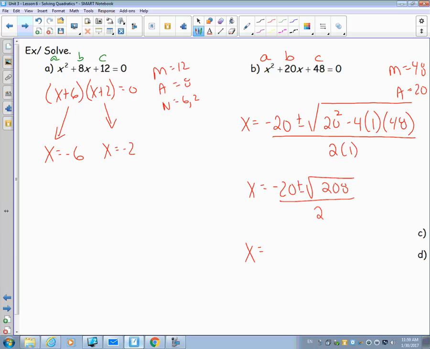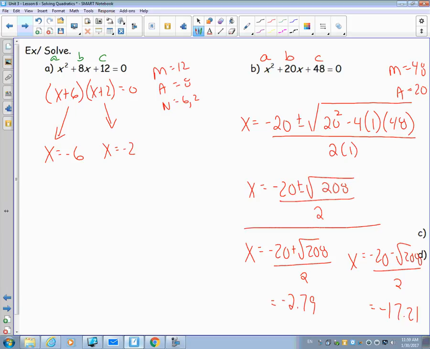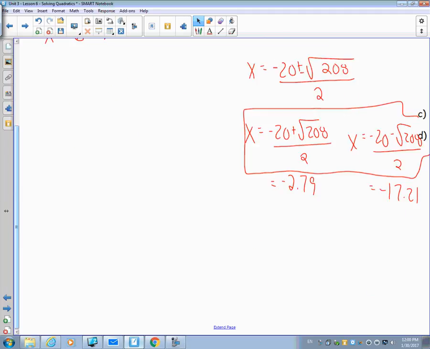Reminder from last year, you have two separate answers here, right? You have negative 20 plus the root of 208. Figure what that is. Then divided by 2. If you do that, you should get negative 2.79. And you have x equals negative 20 minus the root of 208, all divided by 2. And if you do that one, you should get negative 17.21. You don't have to show this line here. I'm not really worried if you show this line. I'm just trying to remind you that you do have two separate answers. The formula is great, but hopefully not reliant totally on the formula. You want to try and factor if you can.